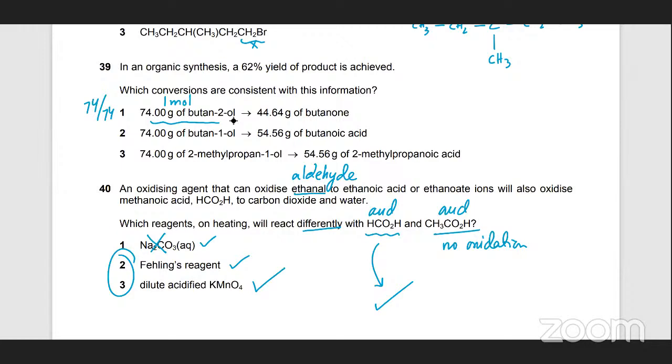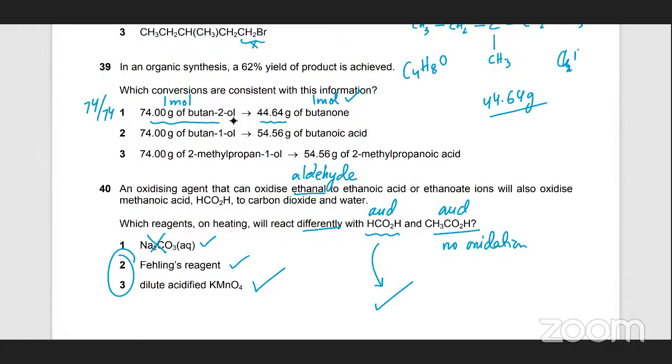Now 1 mole of butan-2-ol should produce exactly 1 mole of butanone, right? According to the ratio, 1:1. Theoretically, these are your theoretical moles. But he's saying that you're getting 44.64 grams of butanone. What is butanone? It is C4H8O.